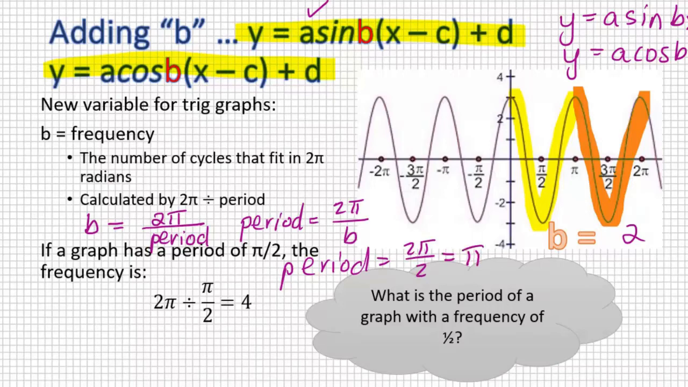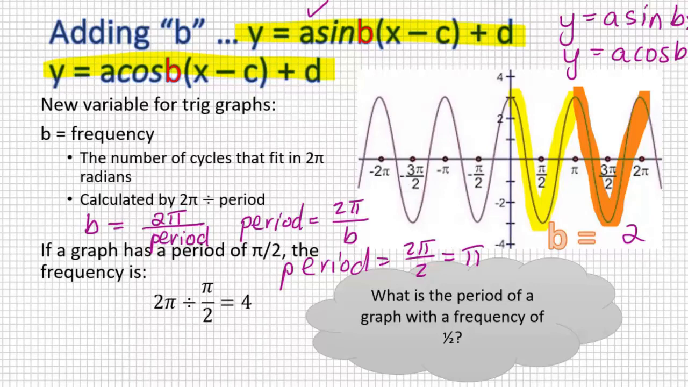And we can see that here. You can see that in both yellow and orange, it takes us from 0 to pi, or from pi to 2 pi. It takes us a distance of pi to get through one cycle of this graph.